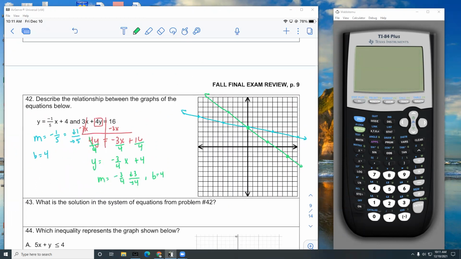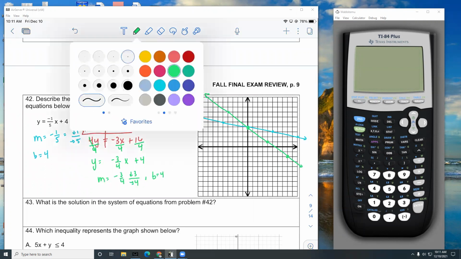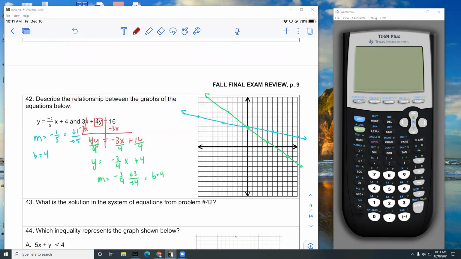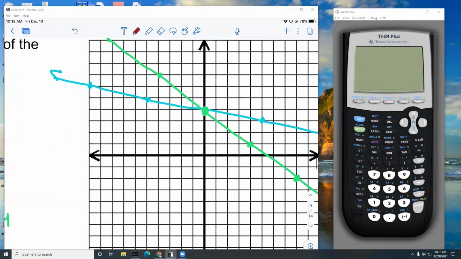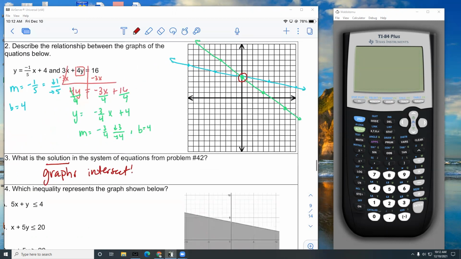Now, it says to describe the relationship between the graphs of the equations below, but they're not really perpendicular. They're also not parallel. So there's really not a lot going on here. They're both just two linear equations. But 43 says, what is the solution to the system of equations from number 42? All right. So guys, remember the solution is where my graphs intersect. So here, they intersect right here at their y-intercept, which is at the point 0, 4.